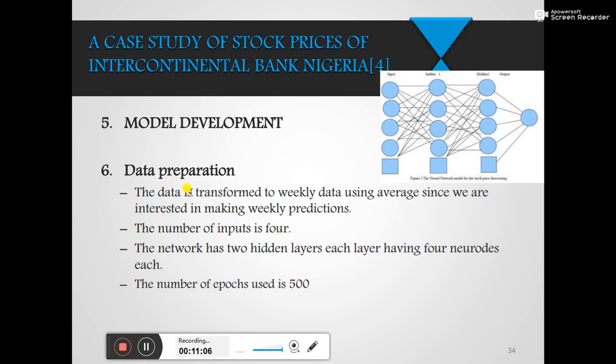Then you need to go for data preparation. Data is transformed to weekly data using average, since we are interested in making weekly predictions. The number of inputs is 4. Here you can see the input will be 4, and the network has 2 hidden layers, each layer having 4 neurons. The number of epochs used is 500, meaning 500 iterations will be done to finally find the exact accuracy.